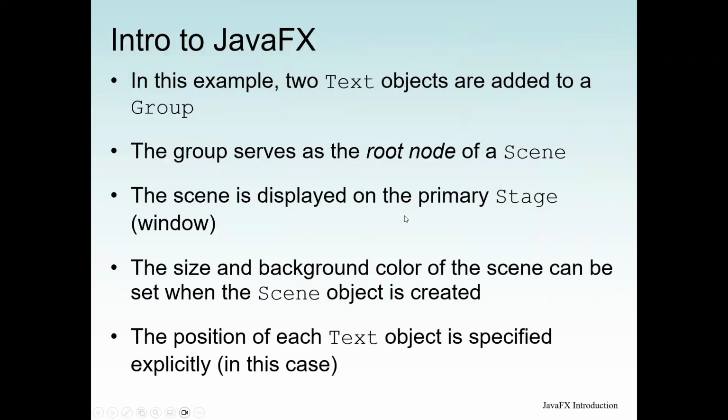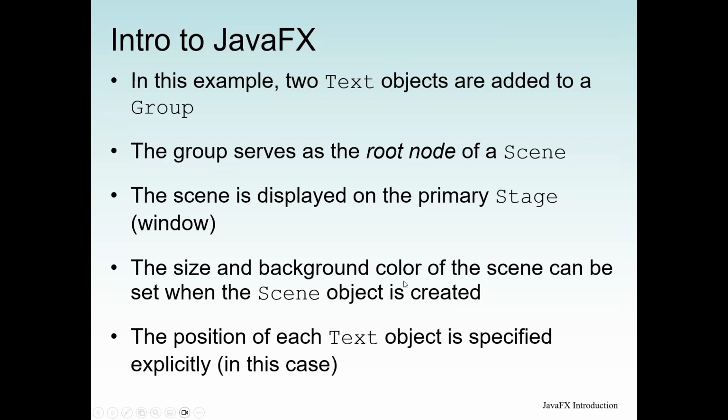So that's the introduction to JavaFX. In the future, we may go into more detail on how to create different types of objects, and we can talk about a real object like a triangle, circle, etc., or design a person. In this example, again the basic concept, we were able to see two text objects added to a group, and the group serves as the root node of the scene. And the scene is displayed on the primary stage, which is the window. Remember, the scene is our constructor.